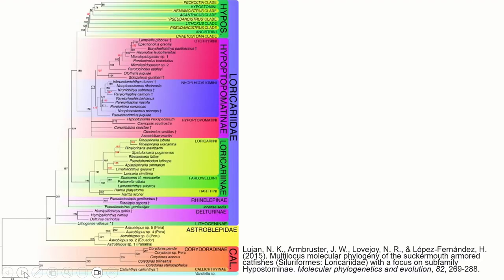So here we have one of the best papers for a bit more detail. This is Lujan et al. 2015. This phylogenetic tree really goes into a lot more detail for a lot more species. I really like it, and it's quite a good reference paper.